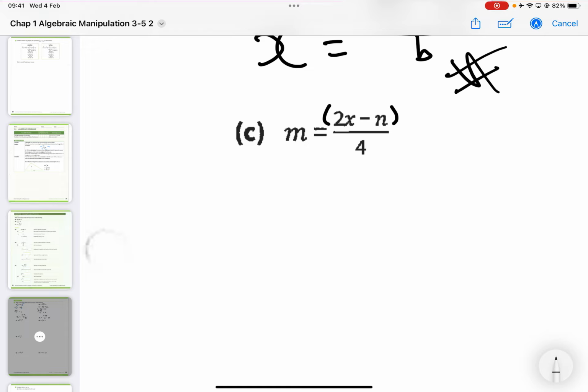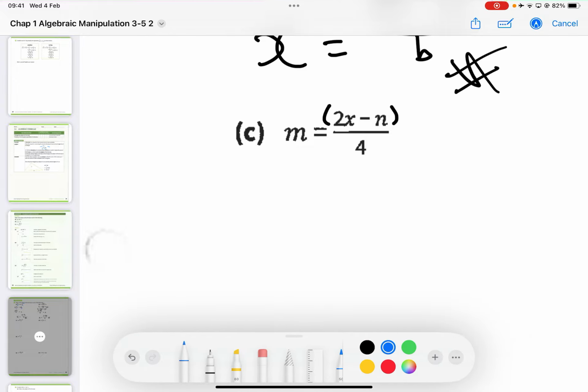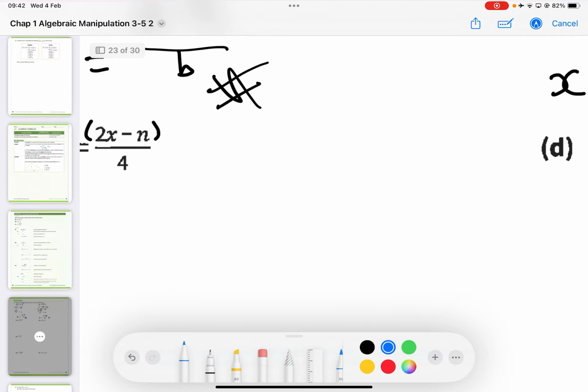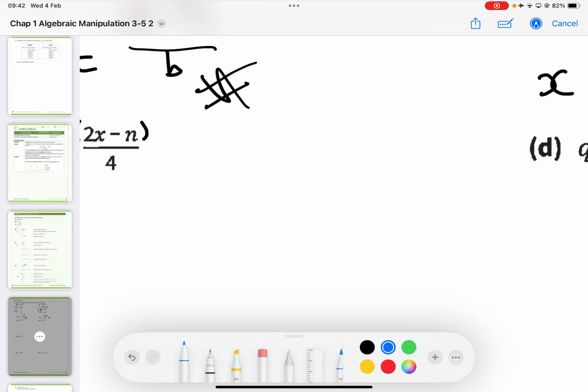Then finally, I want to get to x. But right now, I cannot get to x. So how can I remove the 4, make it not a fraction anymore? Yes, I multiply 4. If I only look at this side, I don't want a fraction. The fraction is stopping me from getting to my x. So I want to multiply 4. Once I multiply 4, the 4 and 4 cancel. My right hand side will no longer have a fraction. It will be left with 2x minus n, because my 4 can multiply away, cancel away the denominator.